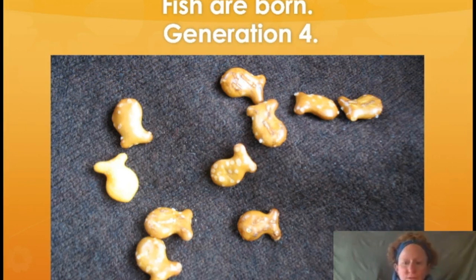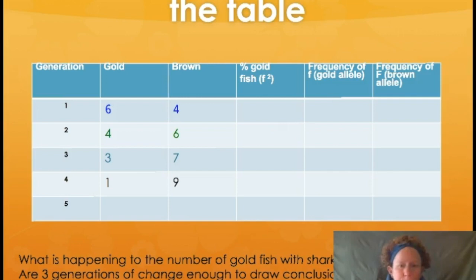We replace the goldfish that we've eaten randomly from the ocean. You just dive in and pick 3 fish. Add them to the generation that you've eaten from. And now you have generation 4. Generation 4 only has 1 goldfish and 9 brown fish. So you can see natural selection might be having an effect here.